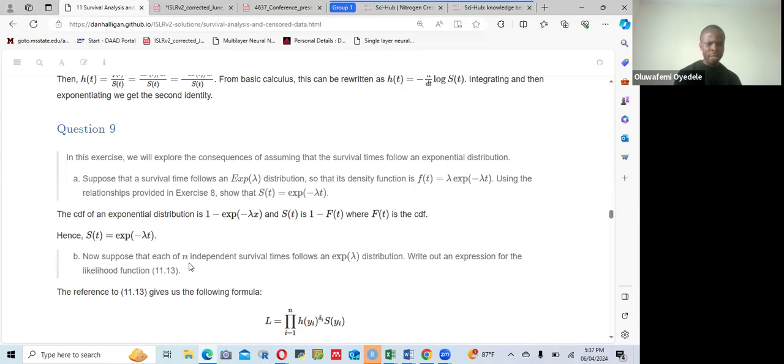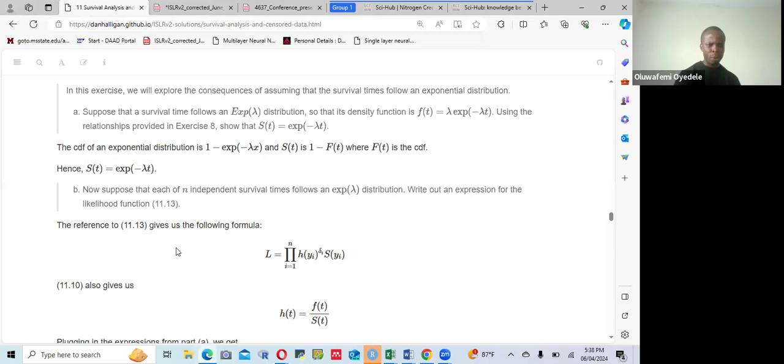It says suppose that each of n independent survivor times follows an exponential lambda distribution. Write out the expression of the likelihood function. So we should write out an expression of the likelihood function. Here we have the reference to 11, which gives us the following formula.